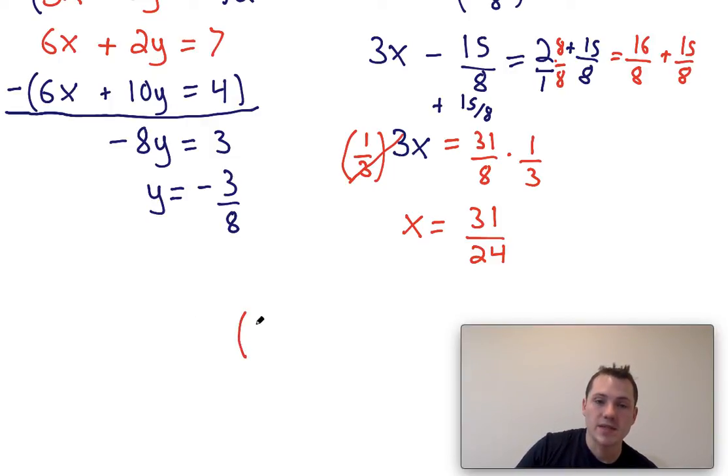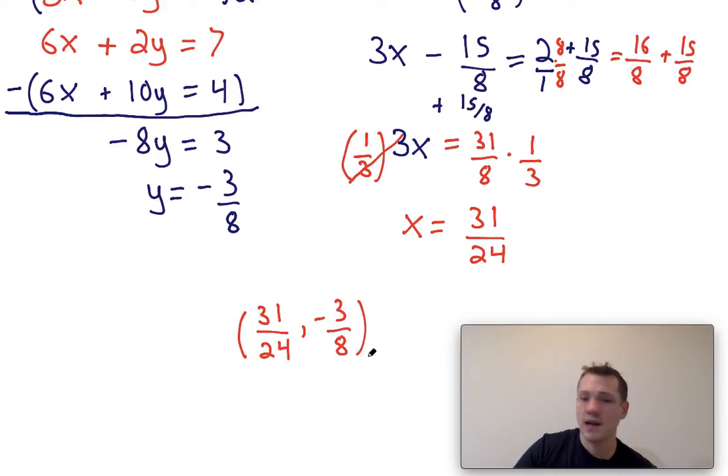Now, if we take our two answers together, we would have the point (31/24, negative 3/8). Again, an ugly point, but that just reflects the numbers that I picked for the equation, and there's nothing wrong with that. You can intersect at a fraction on a graph.